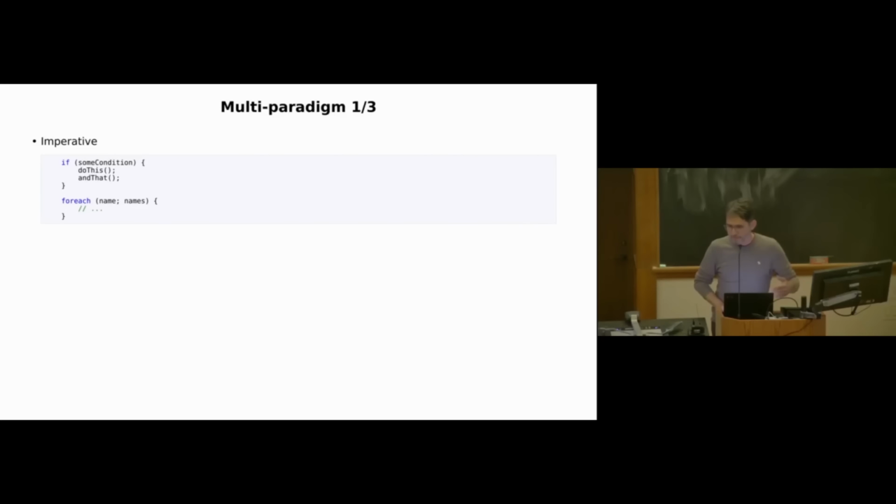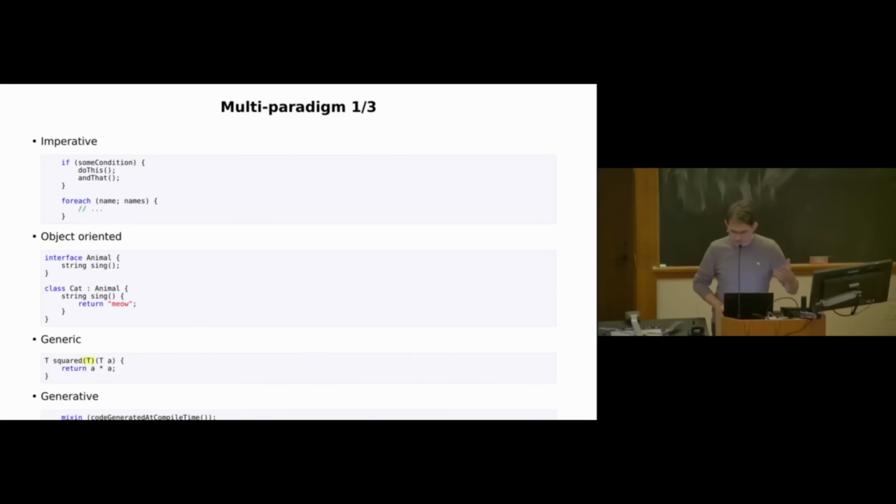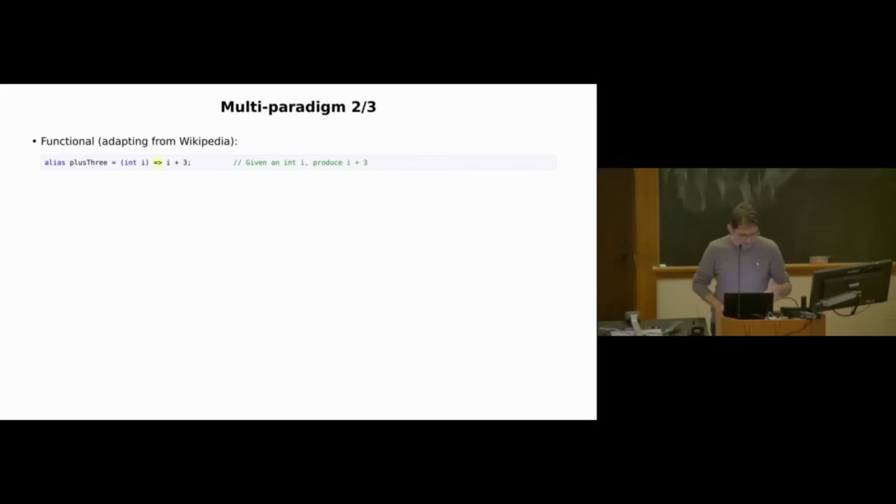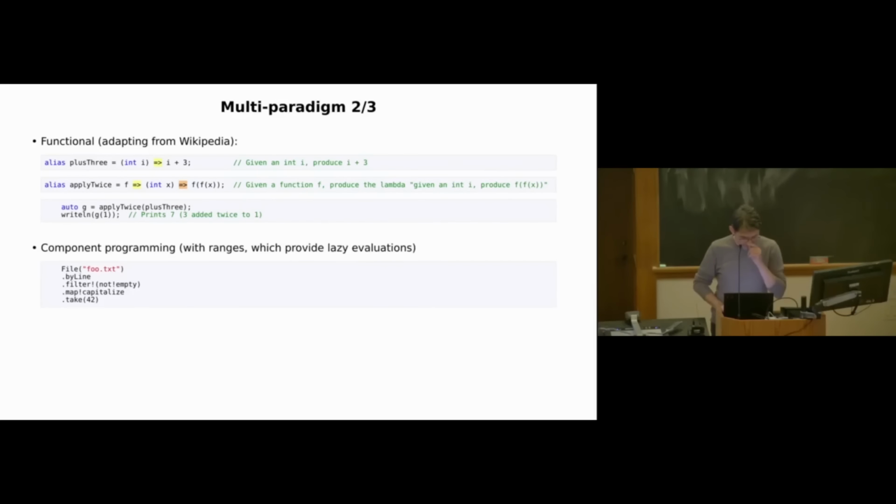D is a multi-paradigm language. I will go very quickly. You can do imperative coding, low level, object-oriented, generic, generative. Steve also mentioned a lot. Functional. I will not stay on this functional one. This is a mind bender. But if you get to the PDF, just look at these examples. Pretty cool stuff.